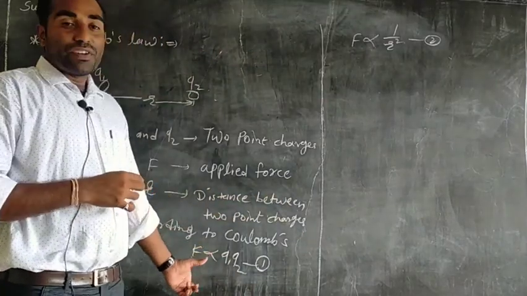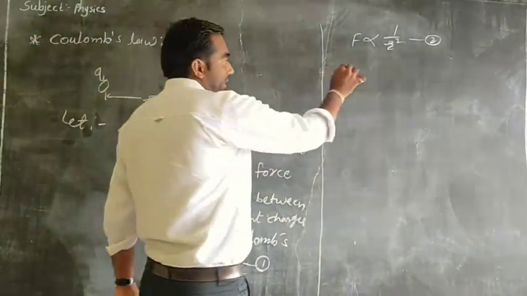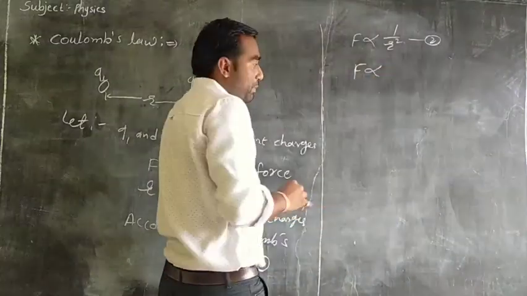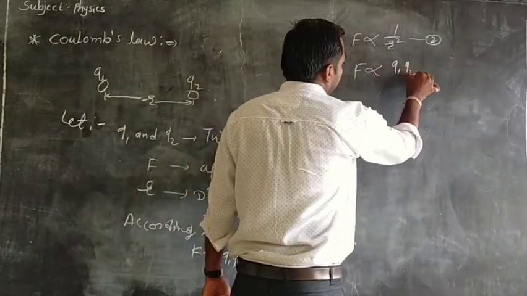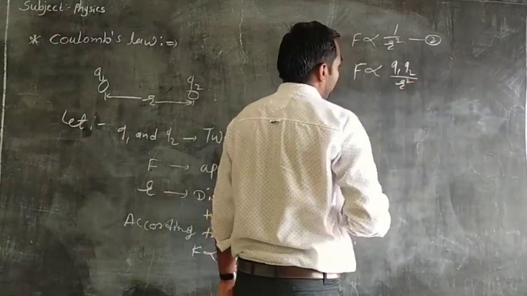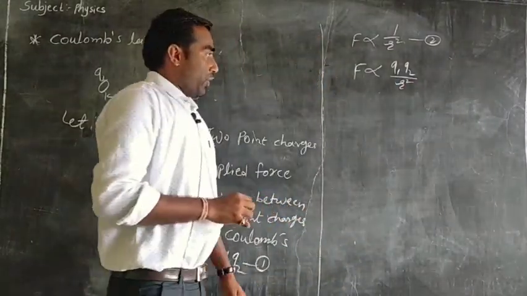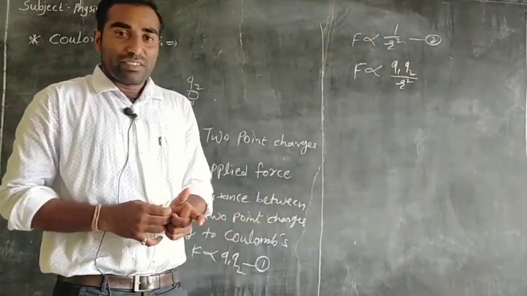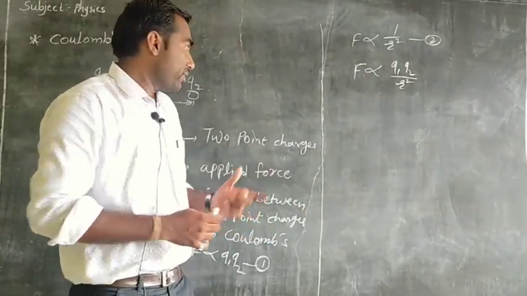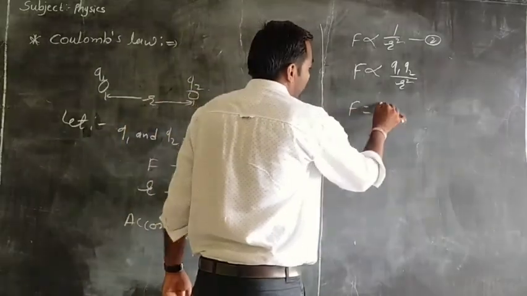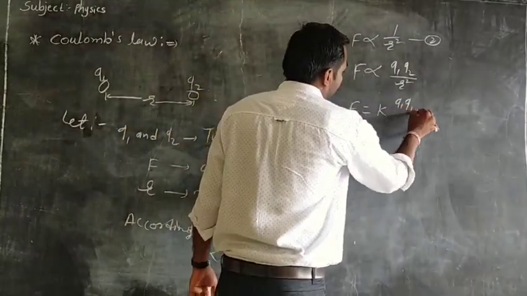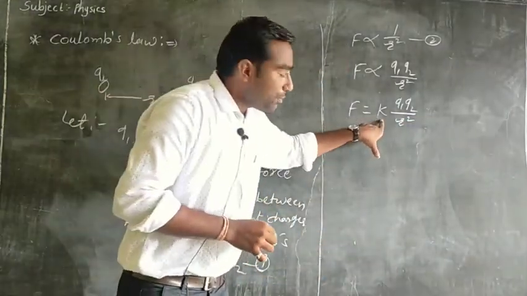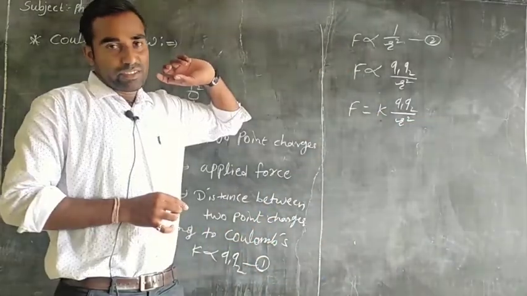From equation number one and two, we can write F is proportional to q1 q2 upon r square. To remove the proportionality sign, a constant is included. So F is equal to k q1 q2 upon r square, where k is a proportionality constant.